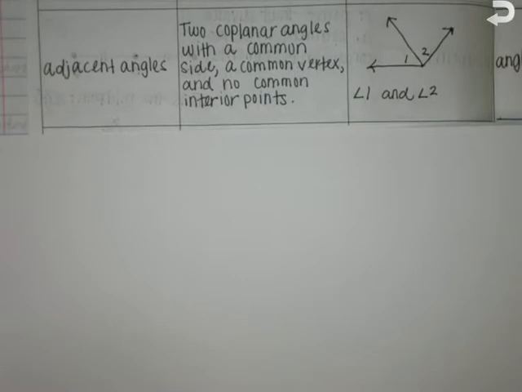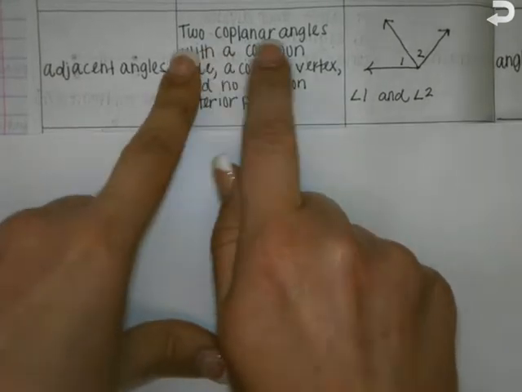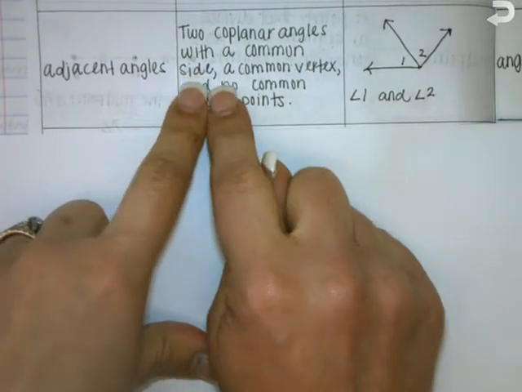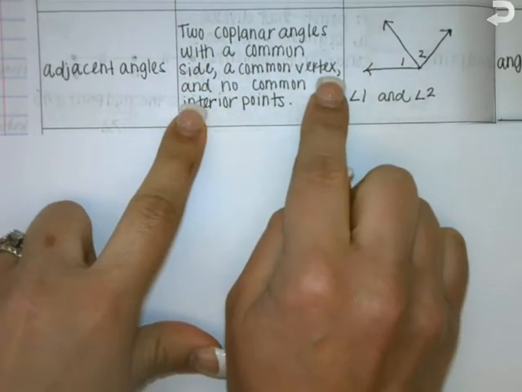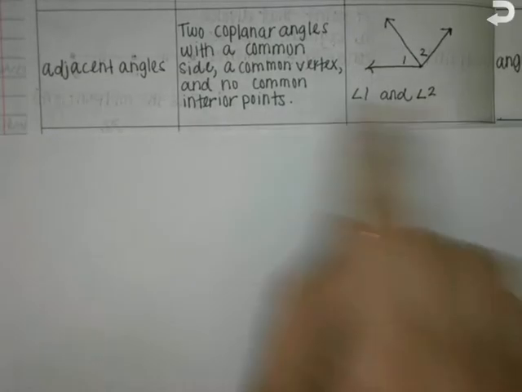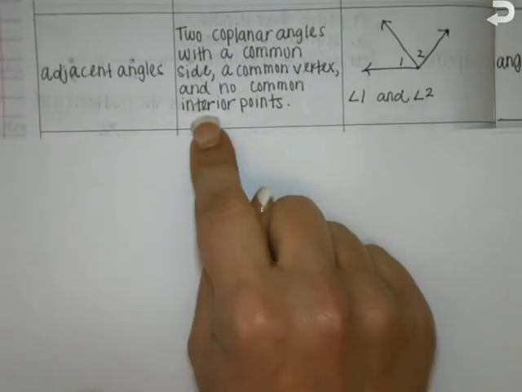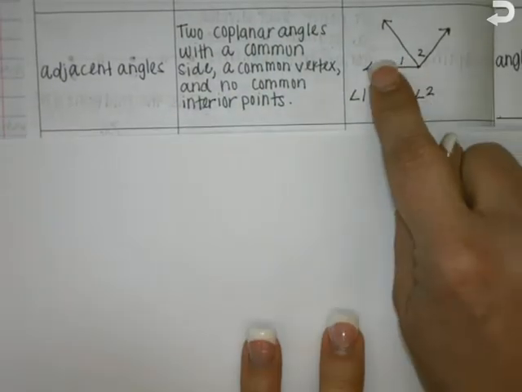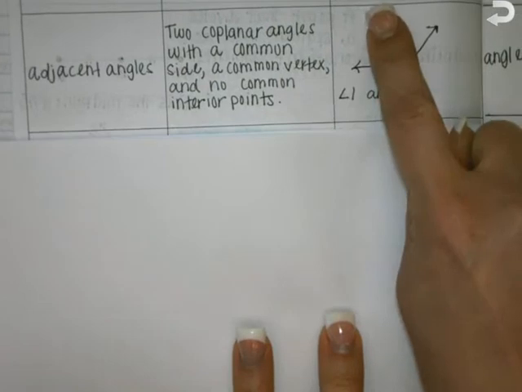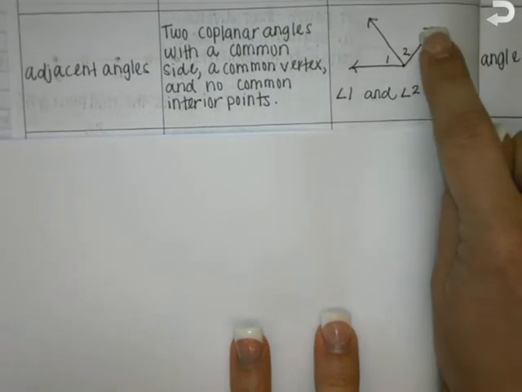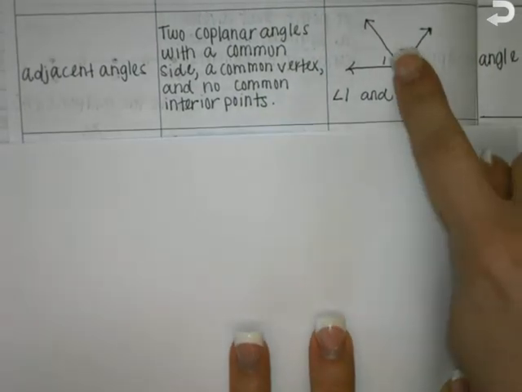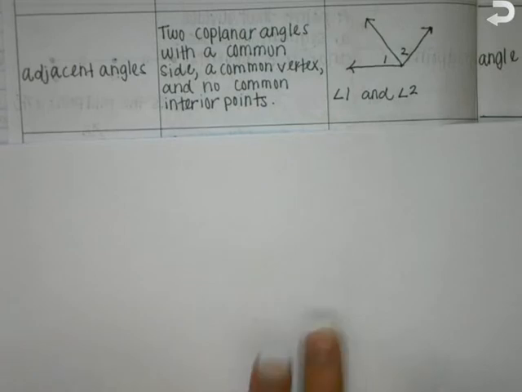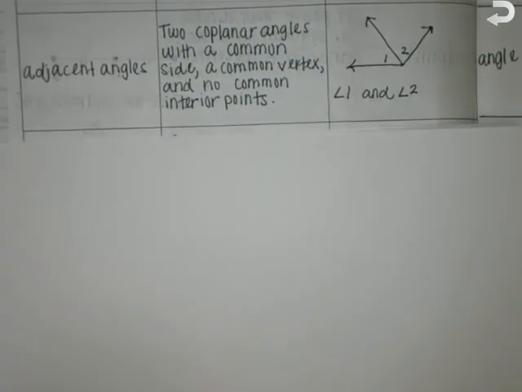So guys, your first vocabulary word for today is adjacent angles. Adjacent angles are two coplanar angles with a common side and a common vertex. So they're adjacent to each other. They have no common interior points. So for example, I have angle 1 here and angle 2 is adjacent to it because they share a side, but they don't have any points in common. Okay? So it's two angles that are shoved up right next to each other.